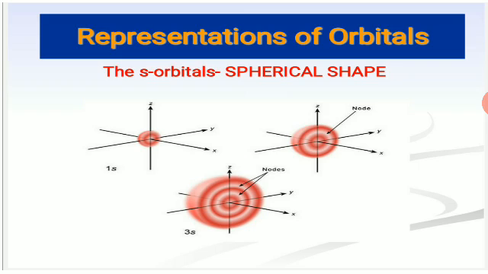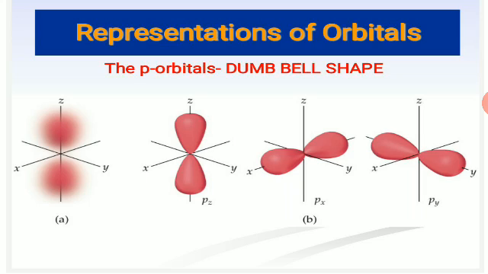The spherical shape is there for the s orbital. So here are the three s orbitals, 1s, 2s and 3s. In between them there is a region where the possibility of finding the electron is minimum, so it is known as nodal region. The shape of your p orbital is a dumbbell shape because it is the directional one.